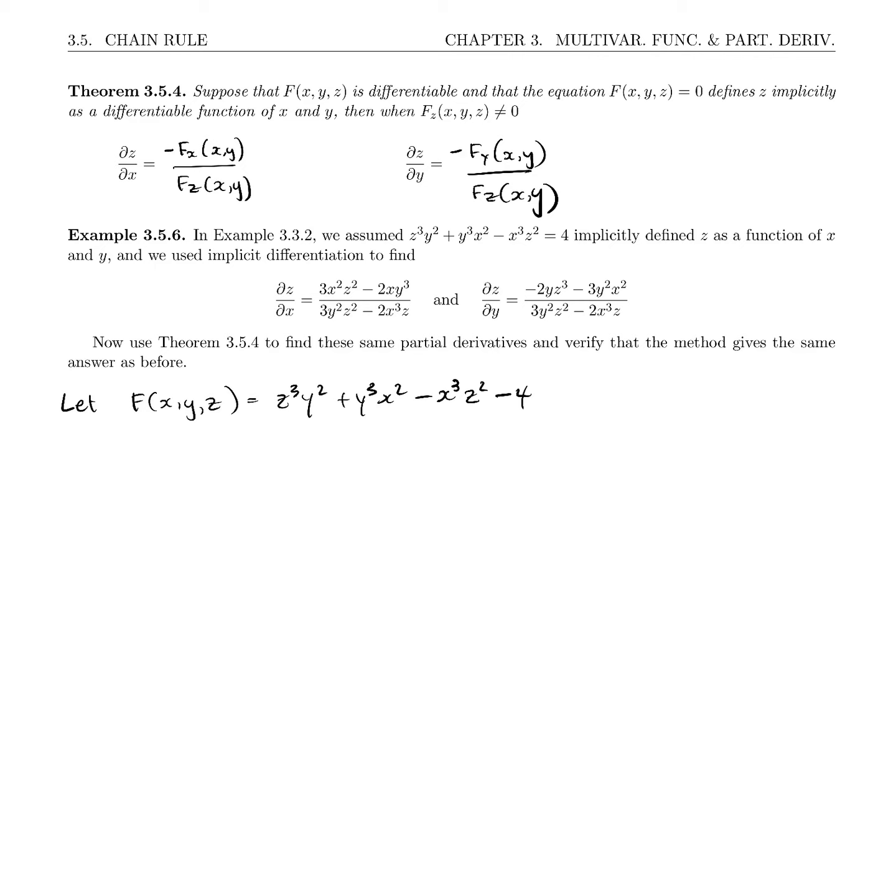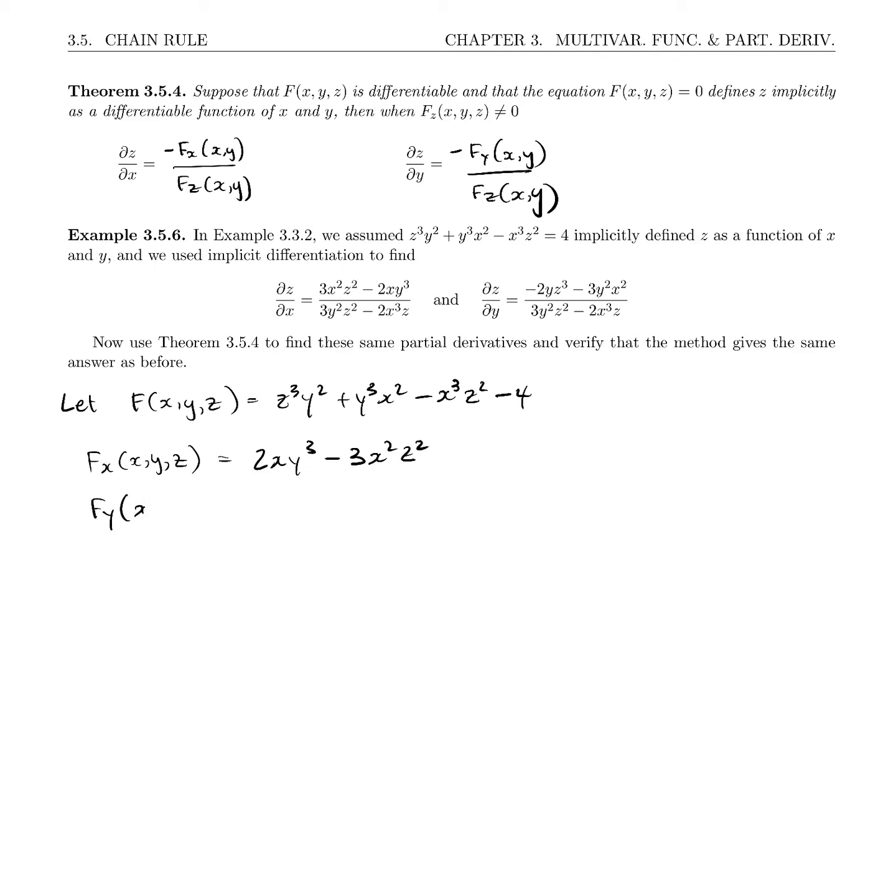The theorem is going to have us use all three partials, f sub z, f sub y, and f sub x. So let's calculate them. F sub x of x, y, and z is, we're taking the derivative with respect to x, so this goes away and so will this. So we will get 2x y cubed minus 3x squared z squared.